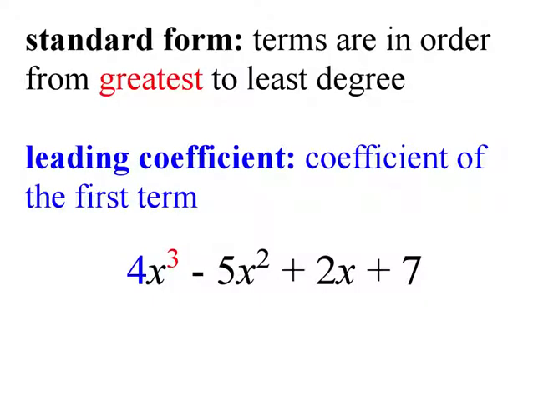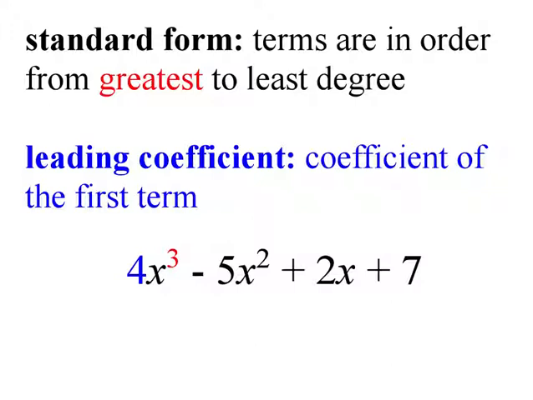Alrighty, so let's go ahead and talk about what standard form is. Standard form means that the terms are in order from greatest to least degree. Notice the key words there, greatest to least degree. That's called standard form. Then we have what's known as the leading coefficient. The word lead means to be out in front, so the leading coefficient is the coefficient of the first term. If you notice, I have that color coded down below. The leading coefficient in this case is 4.